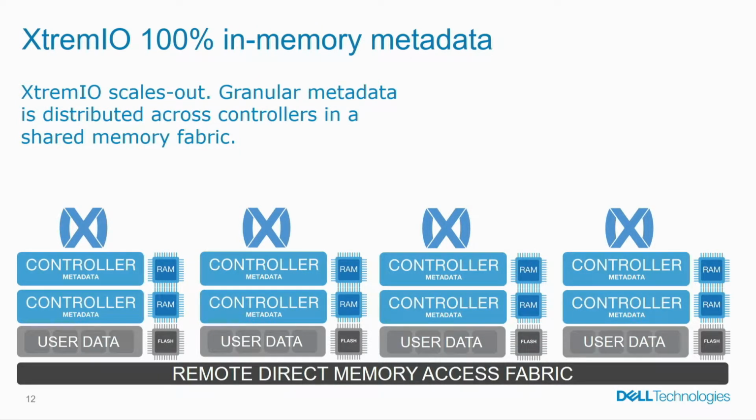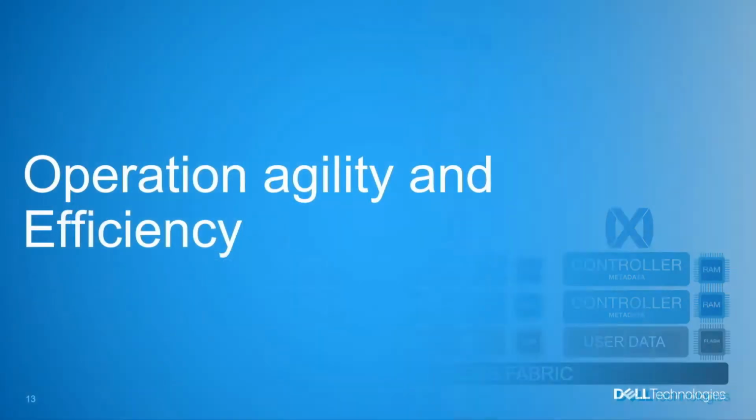XtremIO supports scale out, and we keep the metadata, the DNA of the data, inside our storage controllers, which means that if we add an additional storage controller, an additional X-Brick under the same cluster, the metadata is distributed across all available storage controllers in RDMA, remote direct memory access. Even if your host is not connected to that specific storage controller, all the active storage controllers still share the memory and the DNA of the data, and this is what gives us the ability to provide applications with persistent and consistent performance.